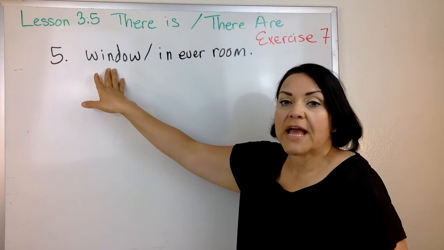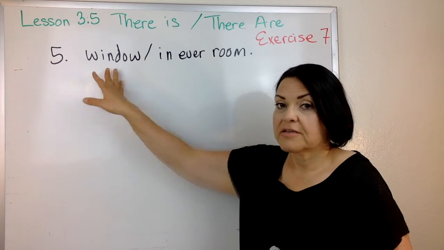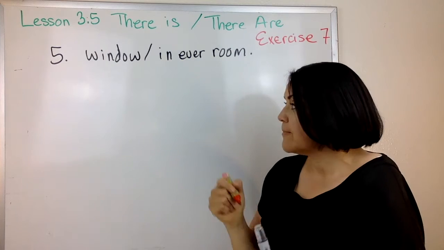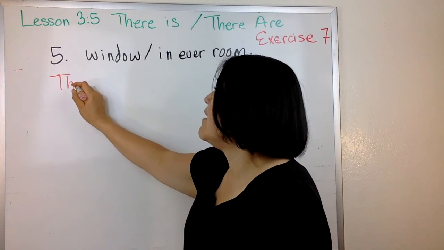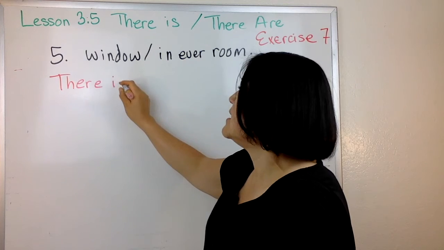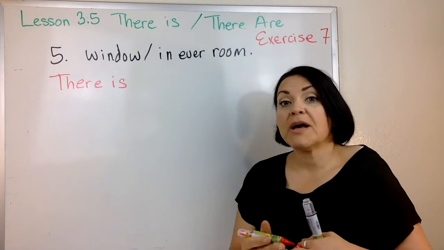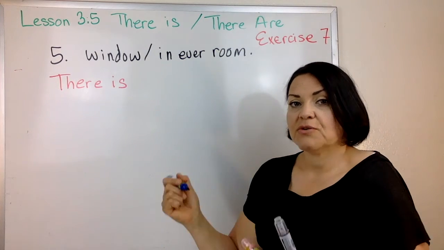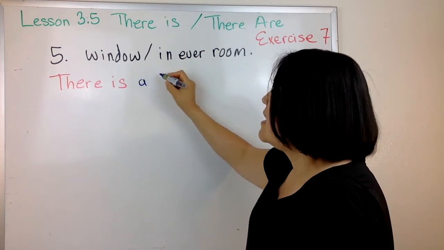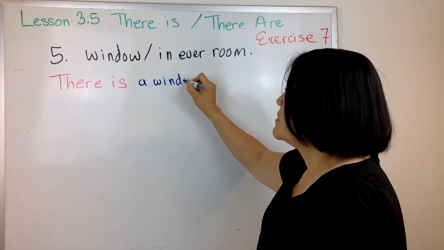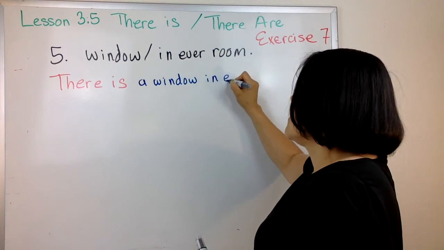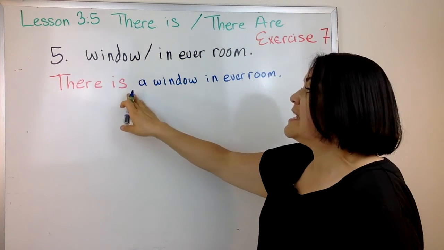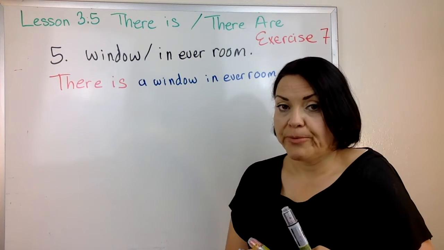This is the noun and it's singular. Since it's singular, we need to use there is. Okay? So here you go. There is. When we talk about one, we need an article. So it's going to say there is a window in every room. There is a window in every room.